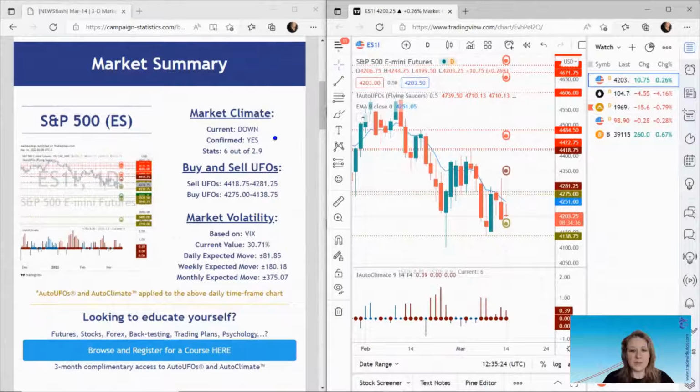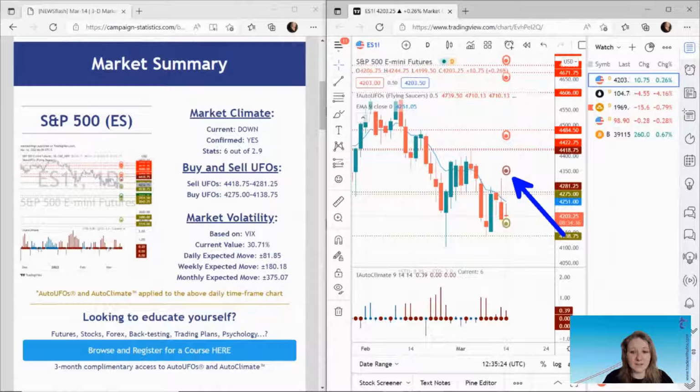Okay, so with the S&P 500, we have a confirmed downwards climate, thick red dot, probability down. Now, we do have buyers very, very close by. We are actually within this range of buyers right now. They are between 42.75 to 41.38.75. So we have buyers beneath us that could, of course, get in the way of that probability down. They're going to be pushing up as the climate is pushing down.